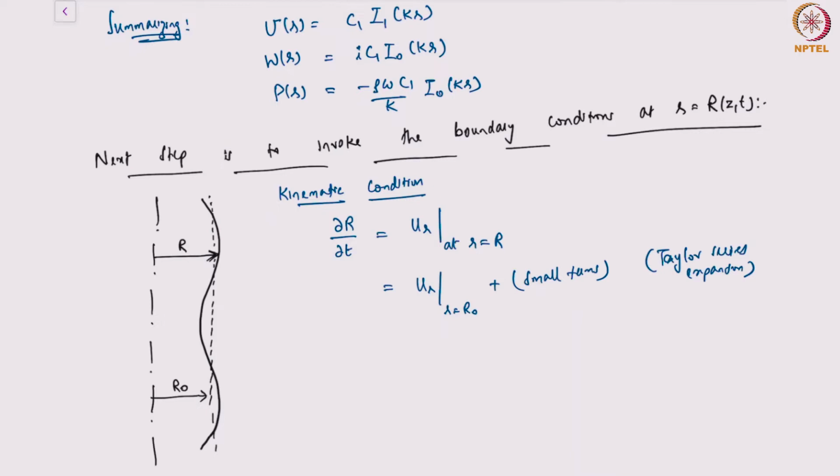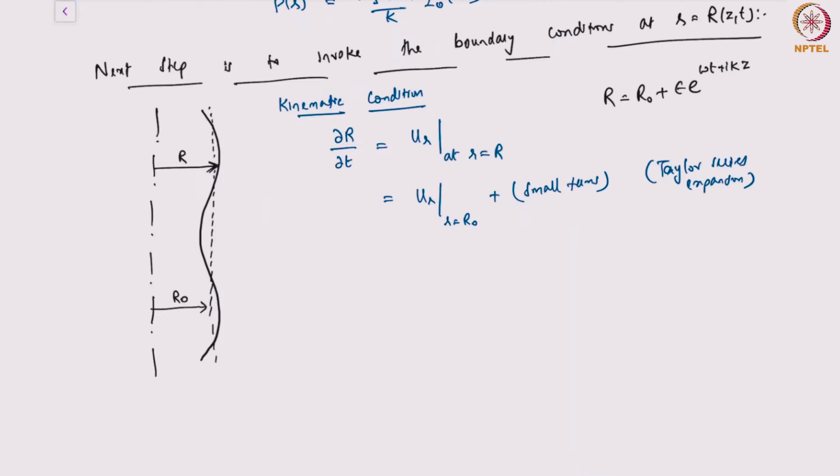Remember R is equal to R0 plus epsilon e^(ωt + ikz). The small terms that we are talking about will involve a product of the amplitude of the radius, that is epsilon in this case, multiplied by the derivatives of the velocity with respect to r. Therefore, it will be a product of two perturbations, a radial perturbation and a velocity perturbation, and the product of the perturbations would be small. And therefore, the boundary condition is not applied at r equals capital R, but at r equals r naught, which is on the undisturbed interface.